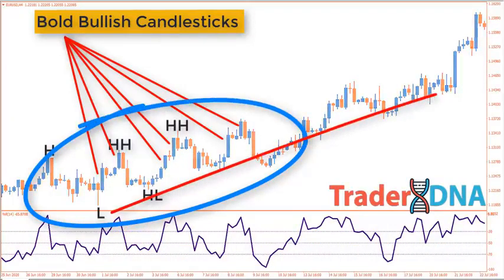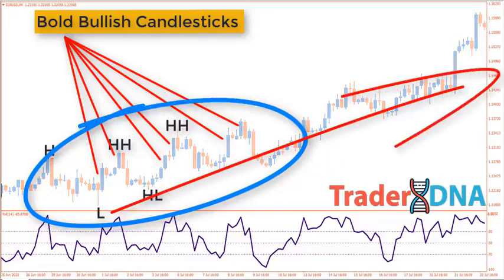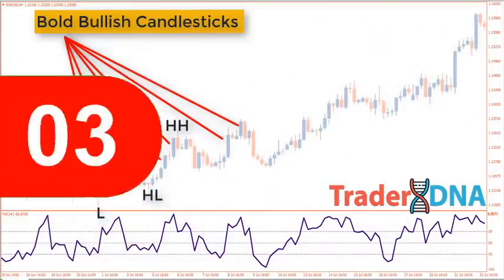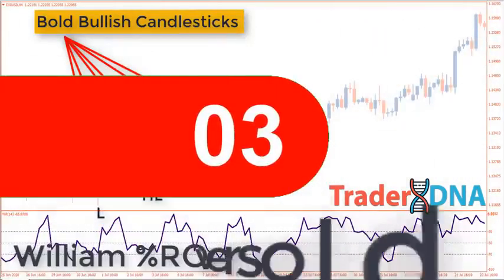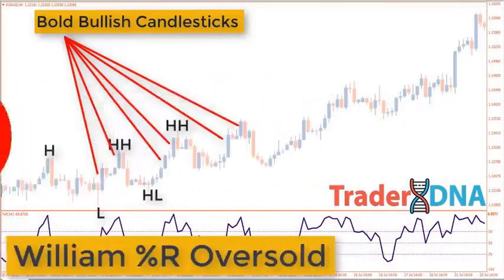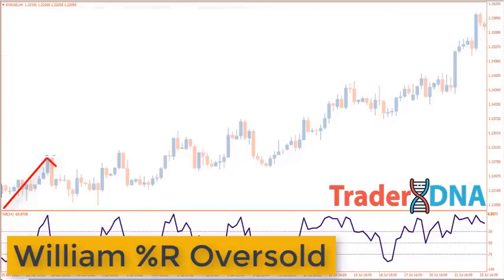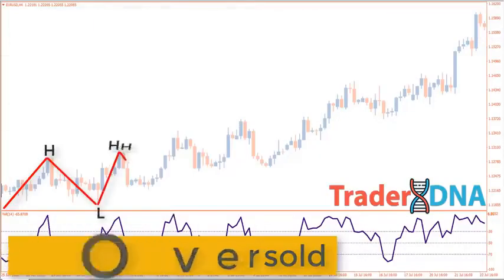Now, it's time to focus on the Williams %R. This is the best momentum indicator, which brings us to the next step of our momentum indicator strategy. Step 3. Wait for the Williams %R indicator to get oversold or below -70, then rallies above the -50 level before buying. We're going to use the Williams %R indicator in a smart way.